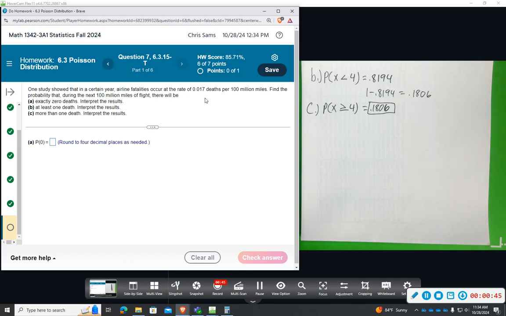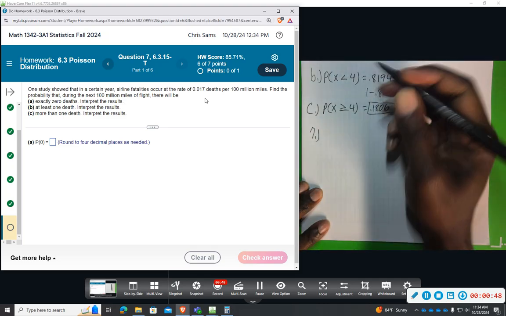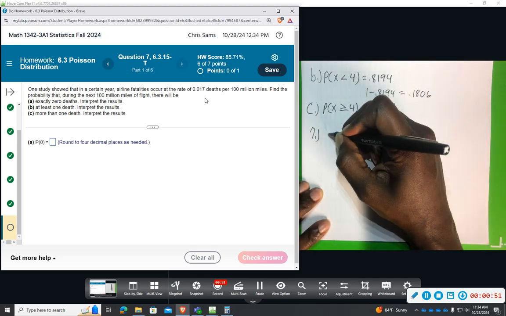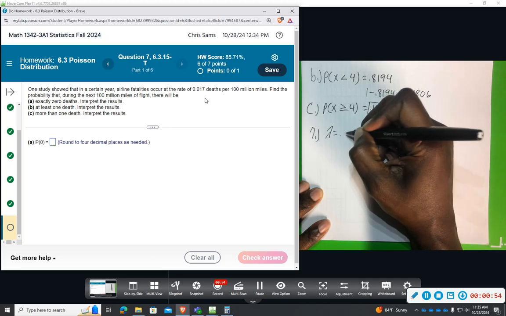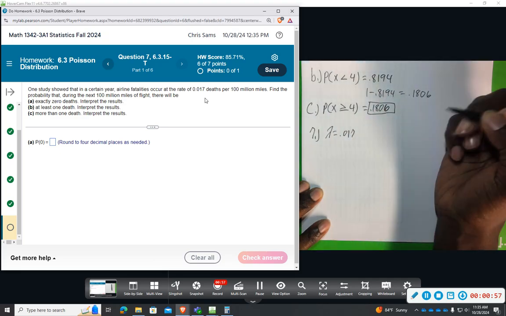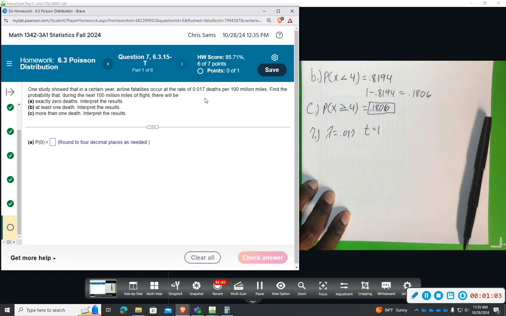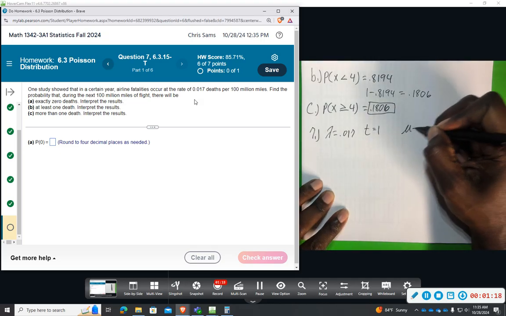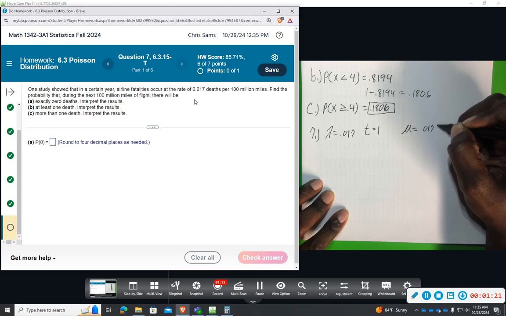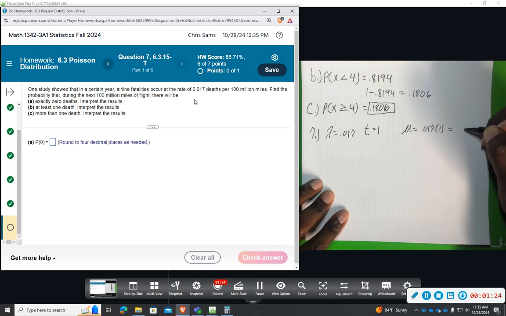So the interval corresponds exactly with the average rate. In this problem, we don't have to compute the mean for the number of intervals. Your lambda is 0.017, and the time interval, or t, would be 1, because we're only looking at one interval of 100 million miles. If they asked us 200 million miles, we would have 2 intervals, or 3, and so forth. So our mean is 0.017 times 1, which is equal to 0.017. This is the mean we're going to use.